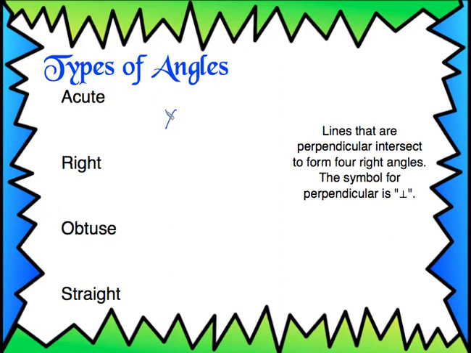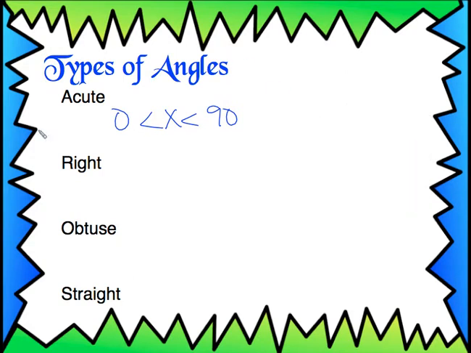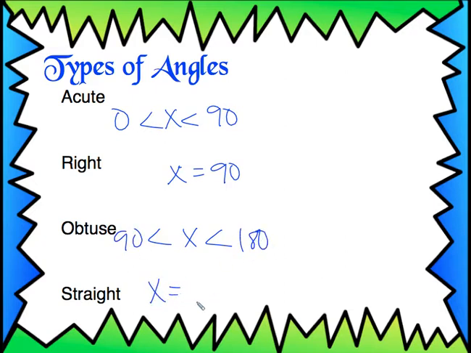Okay, so an acute angle is somewhere between 2 numbers. That would be 0 and 90. It does not include 0 and it does not include 90. Then we have a right angle, which is exactly 90. An obtuse angle is between 90 and 180. Doesn't include 90 and it doesn't include 180. And then for a straight angle, it's exactly 180.